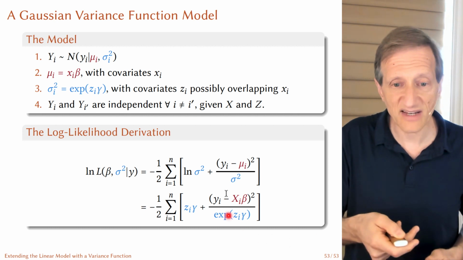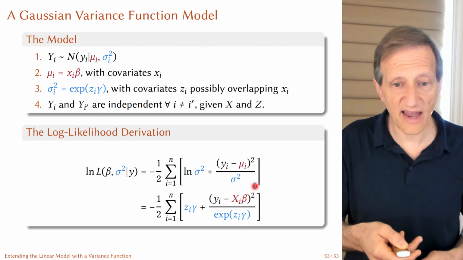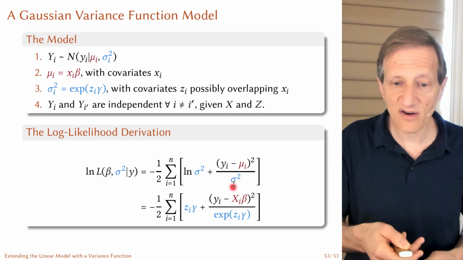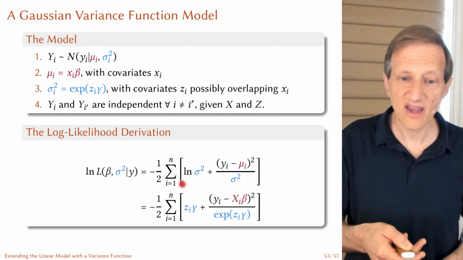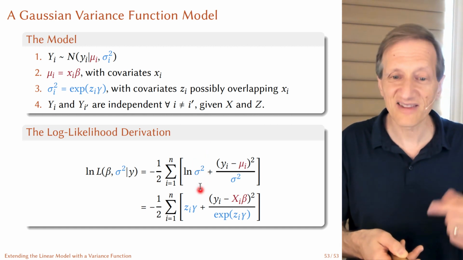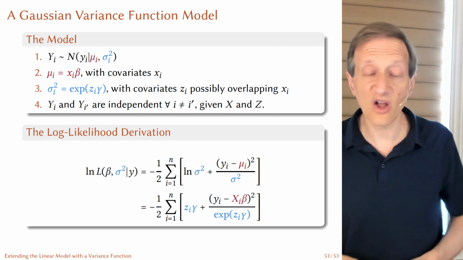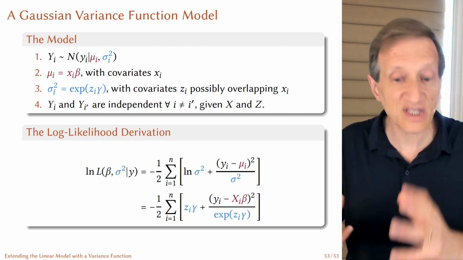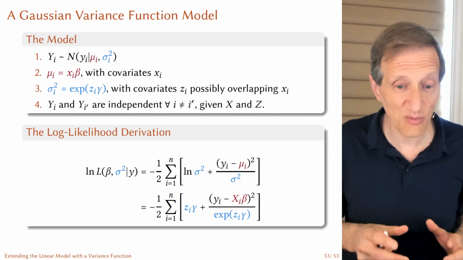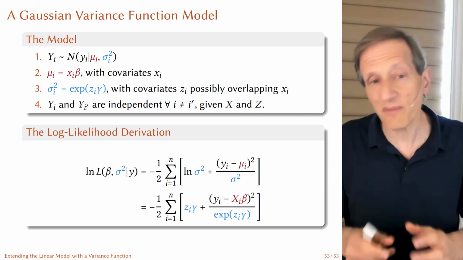And so that's what I did here. For this mu, it becomes x beta. And for this sigma squared, it becomes e to the z gamma. For the log of sigma squared, which is the log of e to the z gamma, the e and the log cancel out and we just get z gamma. That is the log likelihood. It's relatively simple in the sense that it's not far from what your experience is. And so we've thought about this one before.